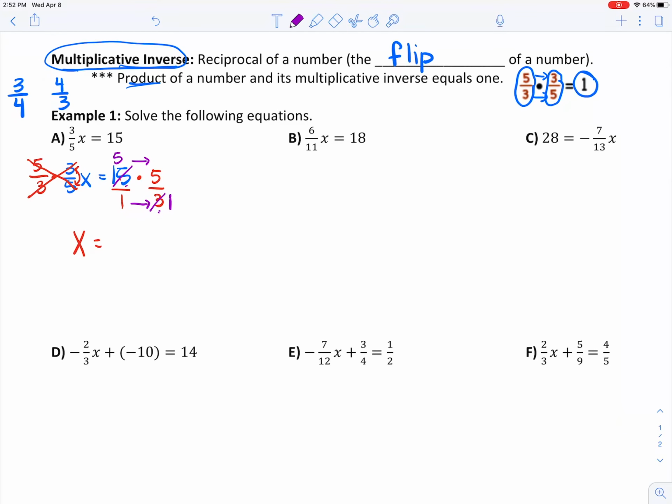So now we can go ahead and multiply across. 5 times 5 is 25. And 1 times 1 is 1. Well, 25 divided by 1 is just 25. All right, let's do the next one.